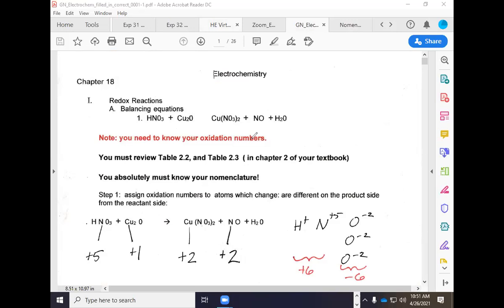Okay, so we're going to start with step 1. We're going to assign oxidation numbers to the atoms which change. So sometimes when you're starting this, you might have to assign every single oxidation number to find the ones that change, and that's fine. When you see an oxidation number the same on both sides, that's not the one we're interested in. So for example, this is H +1, and on this side, it's also H +1. So that's not the one we're interested in. We're interested in the ones that are different.